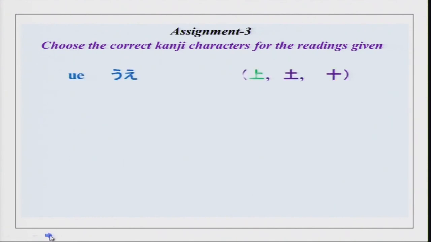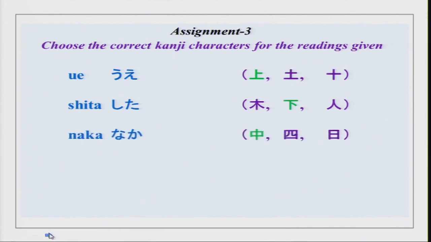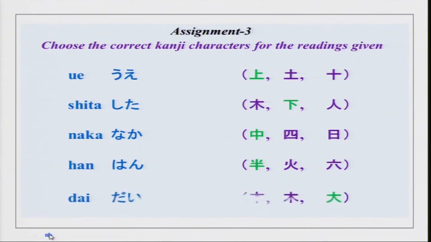So, the first one is, as you can see in green, ue, which means on top or above or up. The second one is again in green, shita, which means down, under or below, beneath. Then naka, which means inside or passing through or center. Then you have han, which means half. And then we have dai. The reading given is dai. It also means oki, which is big. So, I hope you got this right.